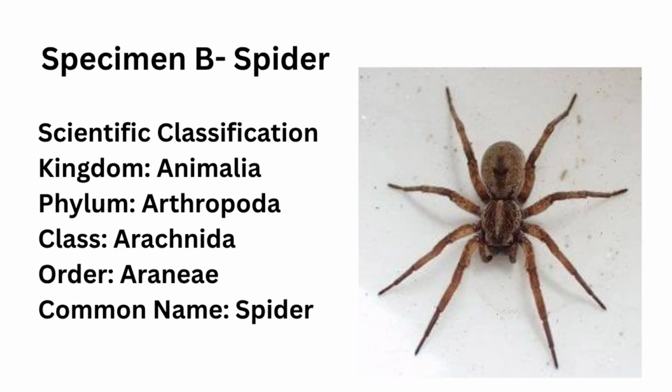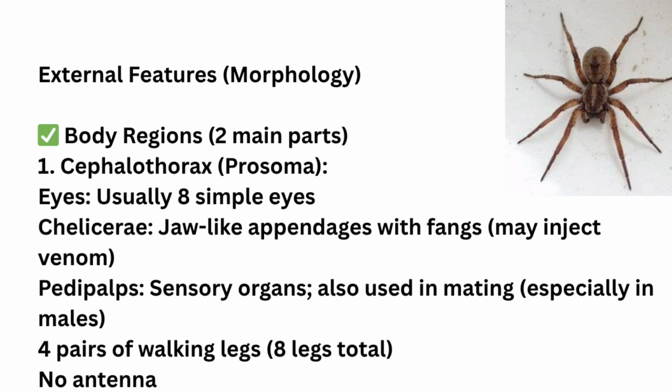Specimen B, spider. Now, the scientific classification of spider is found under kingdom Animalia, phylum Arthropoda, it's an arthropod, class Arachnida, order Araneae, and the common name is spider. Looking at the external features or morphology of this specimen, the body is divided into two main parts, which is a very distinct difference between the insects and the arachnids.